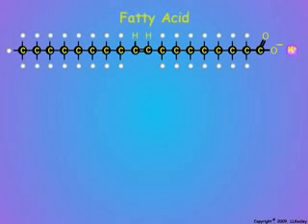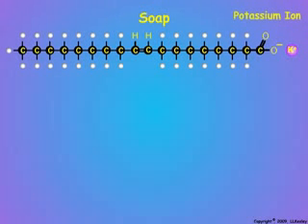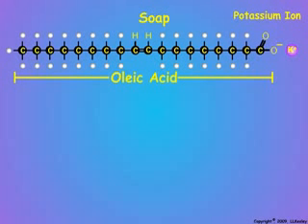Soaps, including insecticidal soaps, are sodium or potassium salts of fatty acids. An example of a soap is the potassium salt of oleic acid. When placed in water, the positive potassium atom is surrounded by water molecules and ionized away from the negative carboxyl group at the end of the carbon chain.